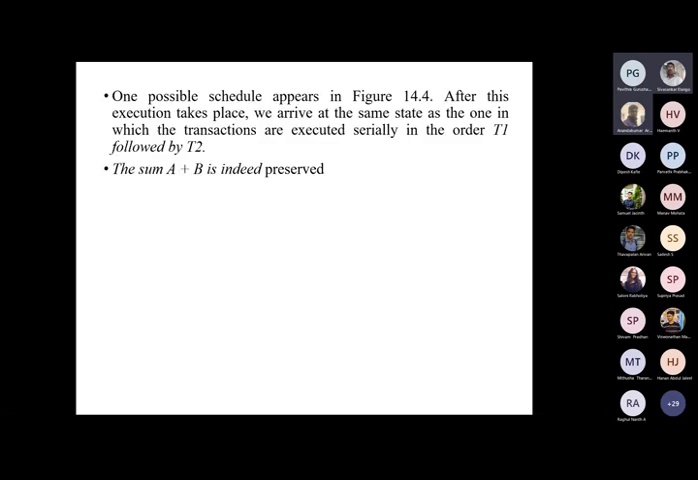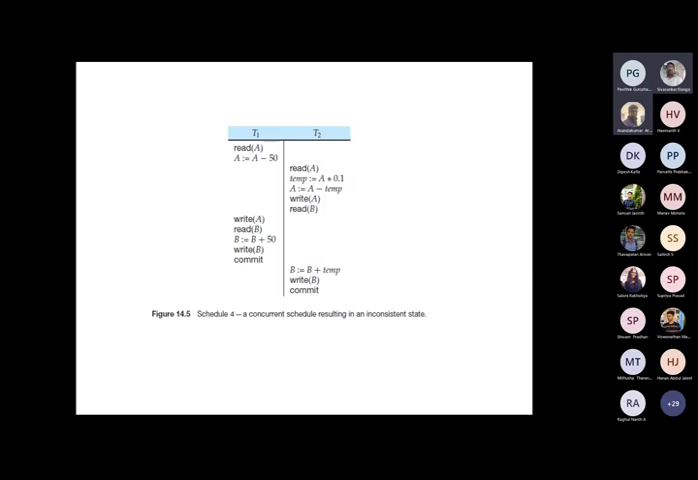Can you have a look into schedule 4, figure 14.5? Again, we are going to have concurrent execution of the transactions. The CPU time is allotted to a transaction for a short time, then a context switch occurs, and the CPU time is given to transaction T2, followed by T1, and then T2.